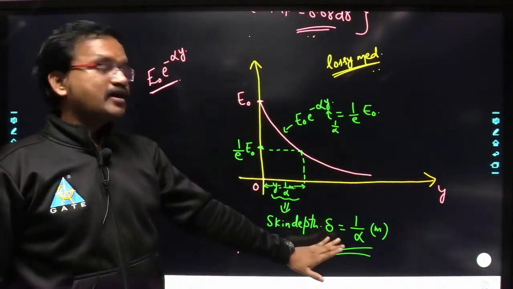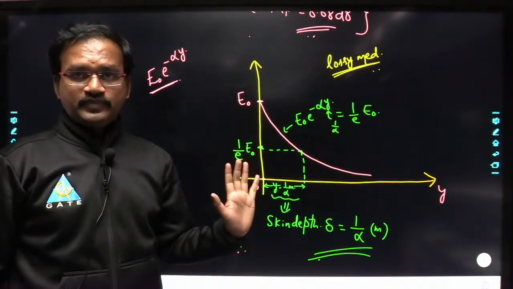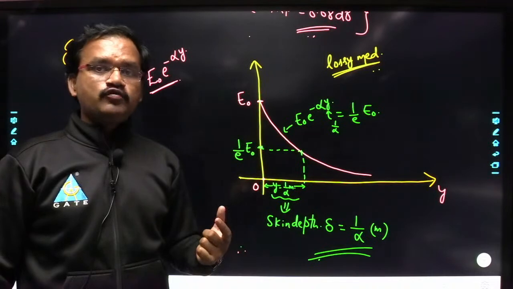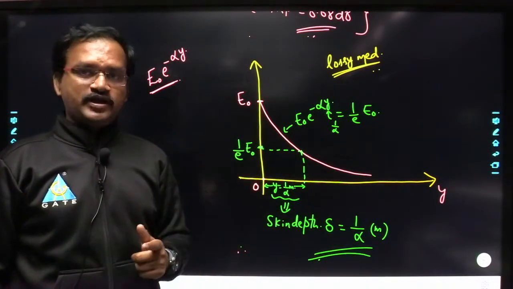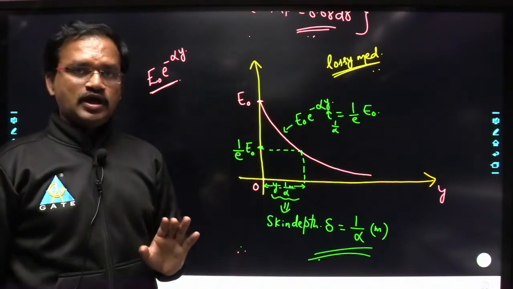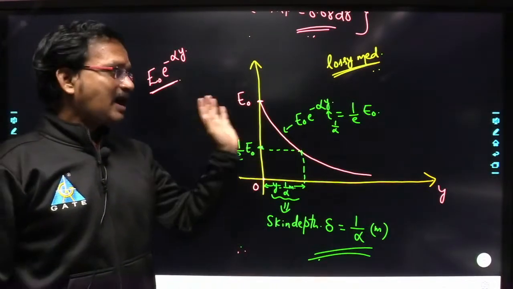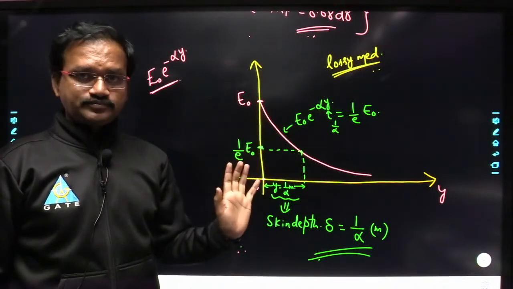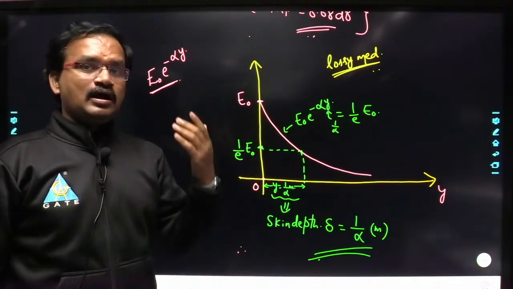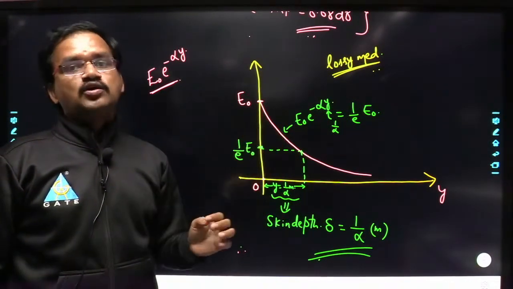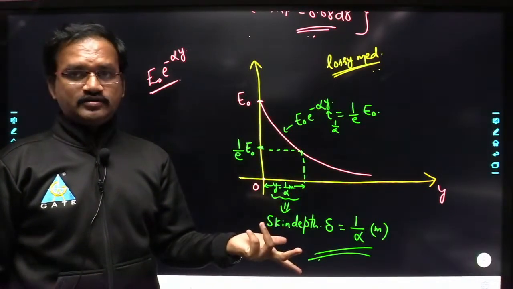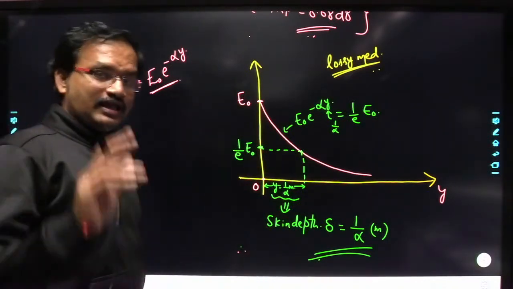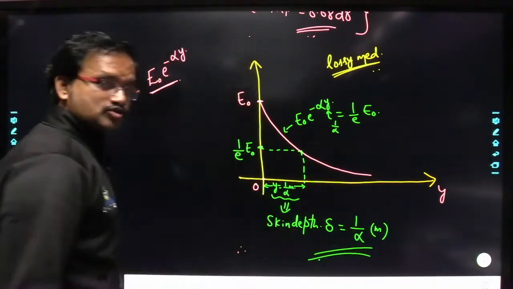So that is delta is equal to 1 by alpha. And this alpha value is going to vary from one medium to another medium. See, if I consider a lossless medium here, in a lossless medium we know that the amplitude will never decay. Yes or no? So if I consider a lossless medium, the amplitude is not going to decay, which means in that case the skin depth will be infinity. Yes or no? So we know that in a lossless medium alpha is equal to 0, right?